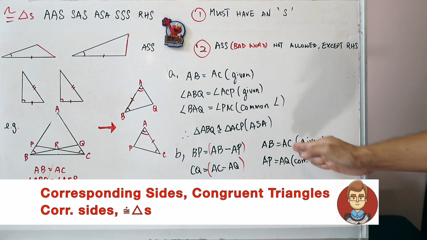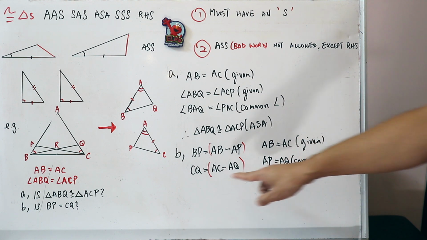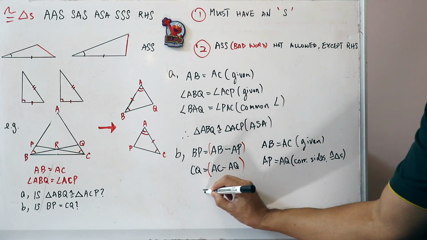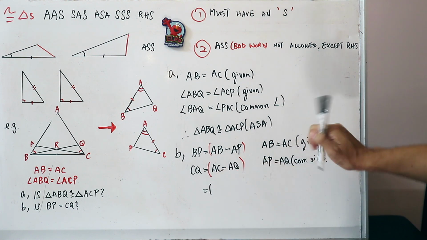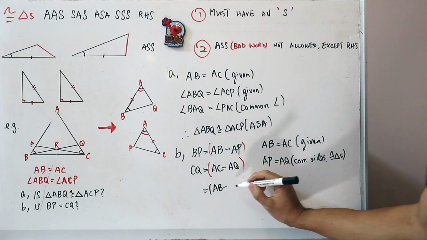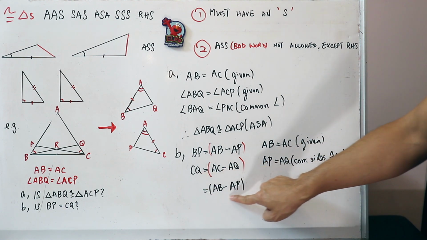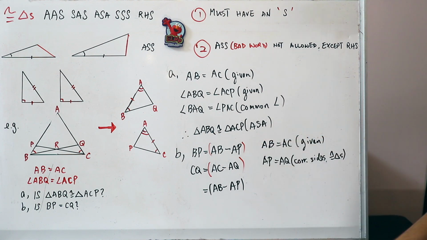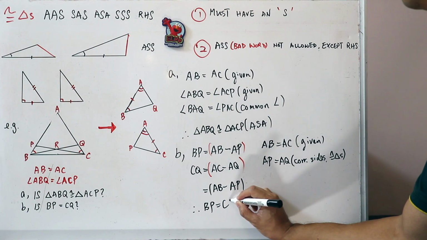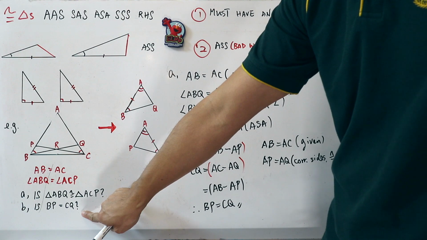Now after knowing that AB is equal to AC and AP is equal to AQ, we can rewrite this CQ equation a little bit. So CQ becomes AC, which is the same as AB, minus AQ, which is the same as AP. So CQ is equal to this, which is exactly the same as BP, right? So we know that BP is equal to CQ. The answer to part B is yes, they are the same. And that's your answer.